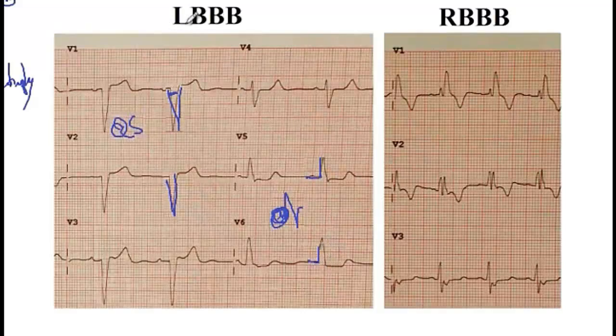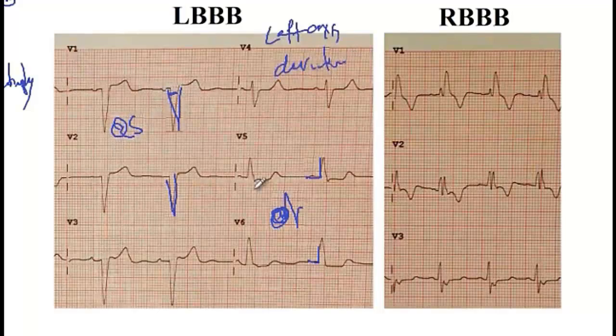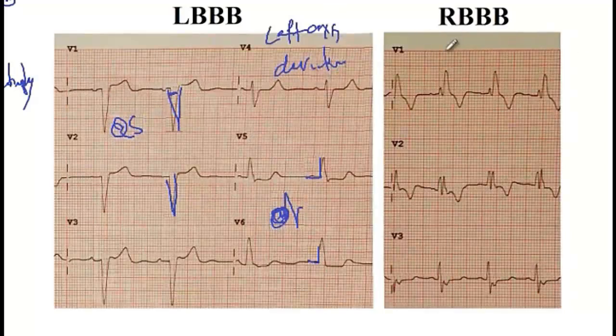And then one other finding you may see in these patients is that they may develop left axis deviation. So again, the findings: QS in V1 and V2, no Q wave in V5 and V6, and left axis deviation. In patients with right bundle branch block, on the other hand, you see R, S, R prime in V1 and V2. So here you can see you have an R and then R prime. Same in V2, we have R, R prime.